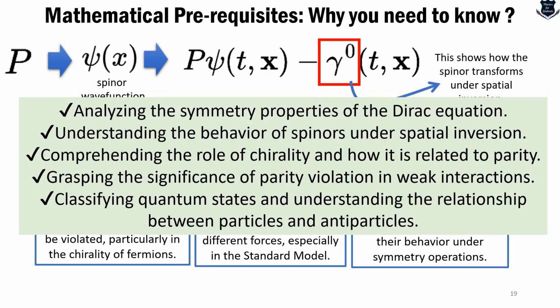Lastly, we come to this part, which is a kind of summary. It analyzes the symmetry properties of the Dirac equation, understanding the behavior of spinors under spatial inversion, comprehending the role of chirality, grasping the significance of parity violation, and classifying quantum states to understand the relationship between particles and antiparticles.